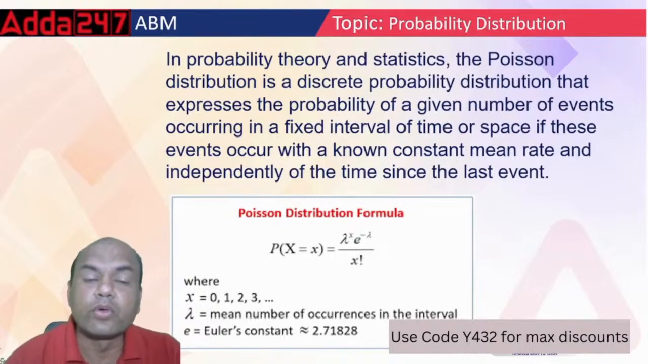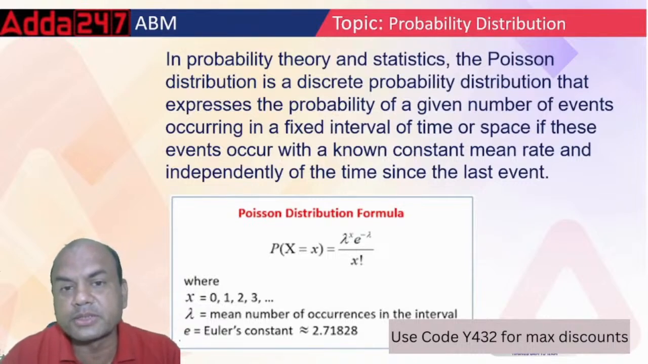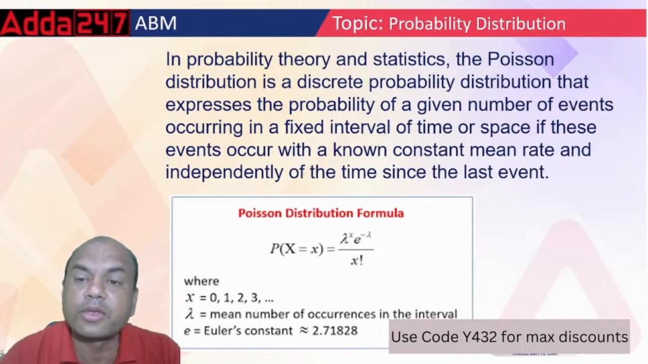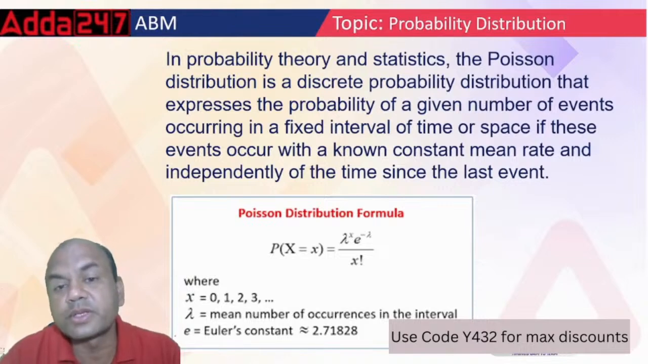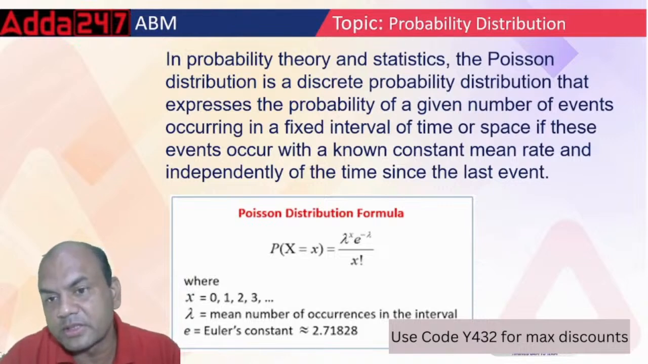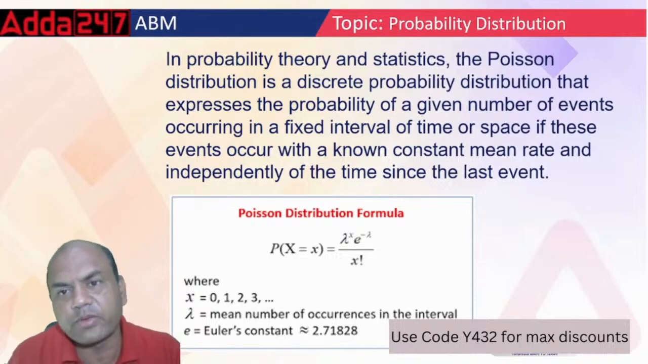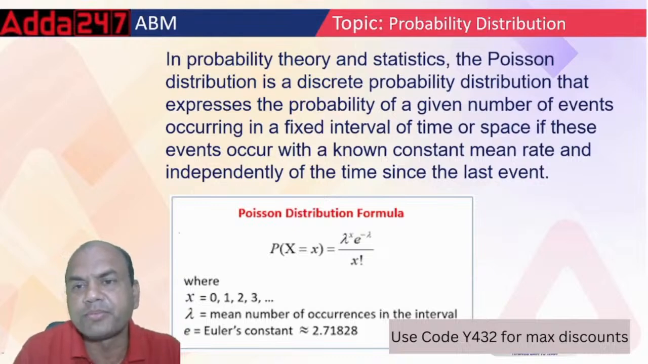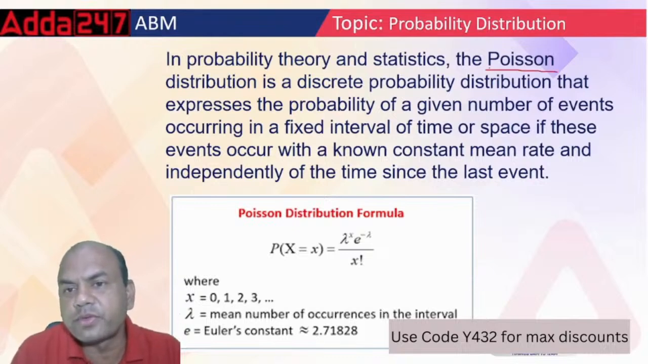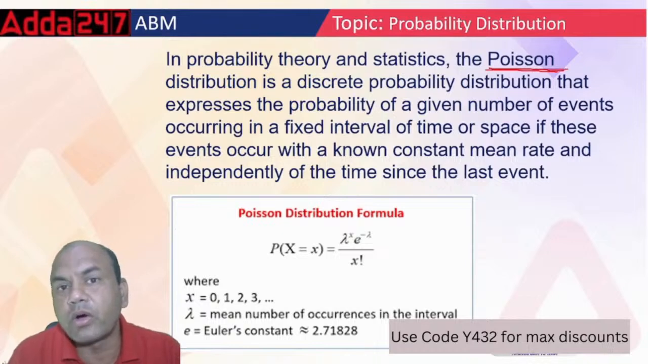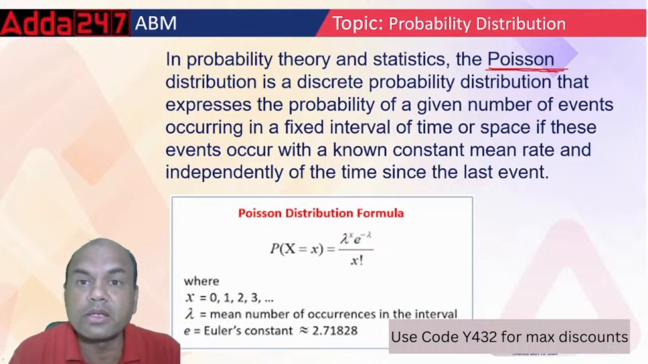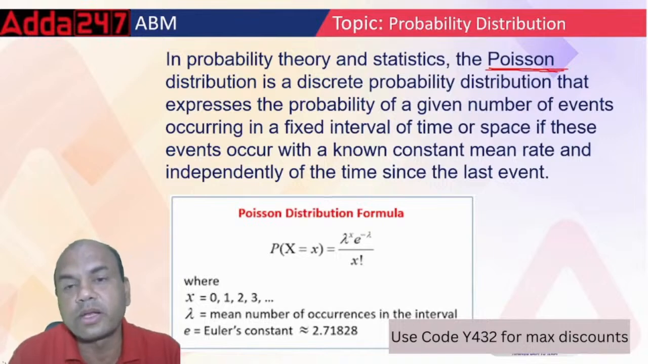Now, in Poisson, in probability theory and statistics, the Poisson distribution is a discrete probability distribution that expresses the probability of a given number of events occurring in a fixed interval of time or space if these events occur with a constant mean rate. Now one thing I'll clarify over here: remember, in the exam you will always face the problem of how to identify whether a problem is Bernoulli, binomial, or Poisson. How to identify that?